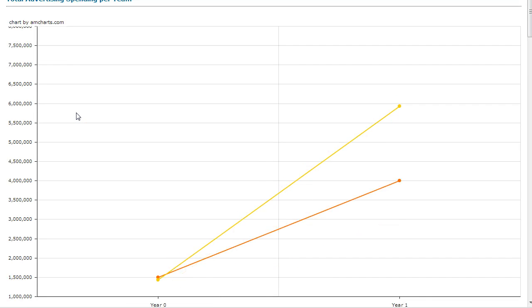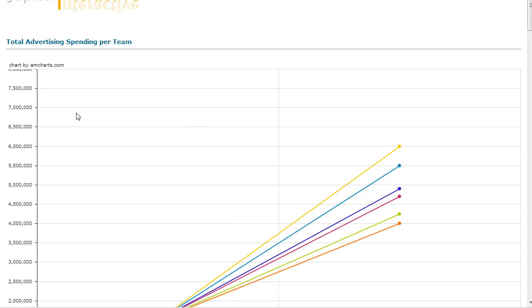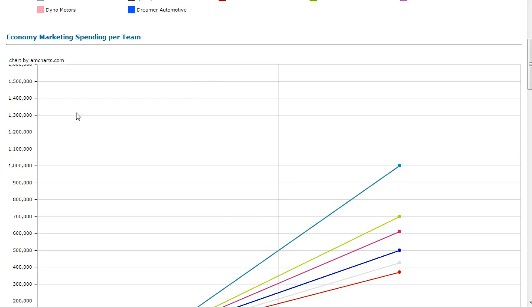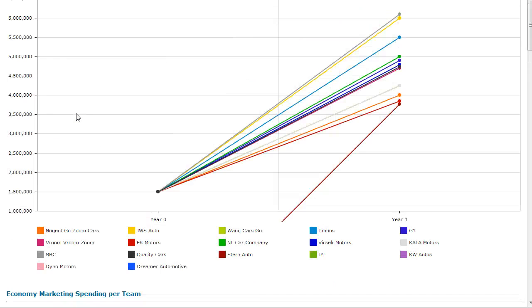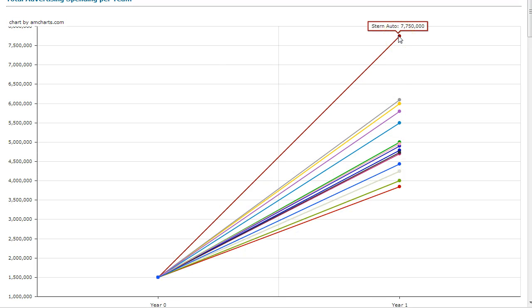So I wonder what the marketing charts look like. Okay, so this is just the money people spent on marketing per team. We have it per team and we have it per car. Someone here, Stern, spent a lot of money on marketing, and that probably translated into more sales, and if they had a good design, build and profit.